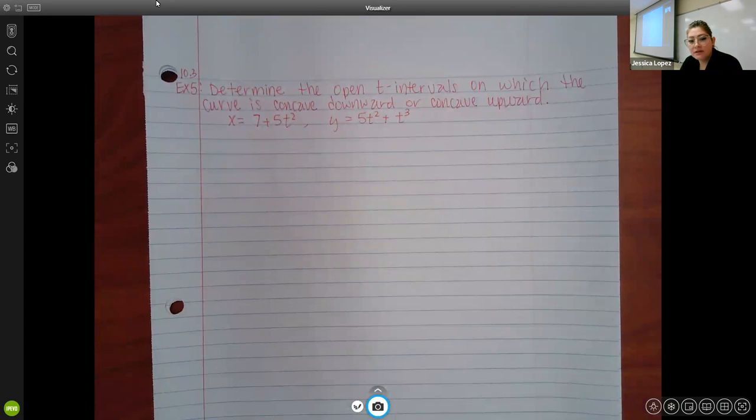Okay, this one says determine the open t intervals on which the curve is concave down or concave up. The new stuff is the parametric equation part, but the old stuff is just understanding Cal 1 material. What are we supposed to be analyzing for concavity? Do we analyze the original function, the first derivative, or the second derivative? How do you know how to get concavity?